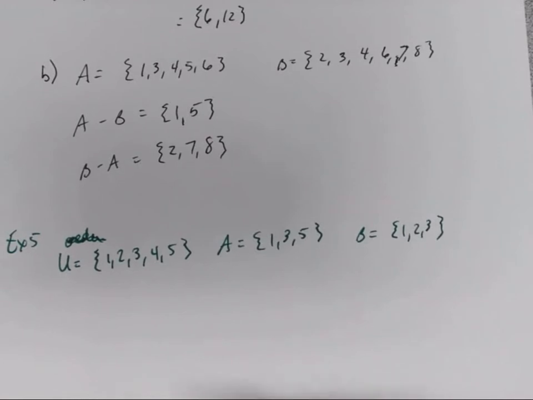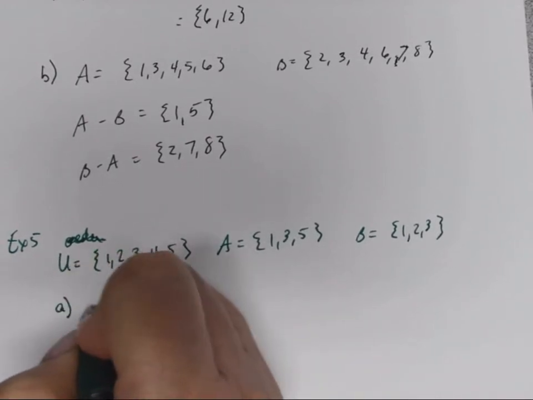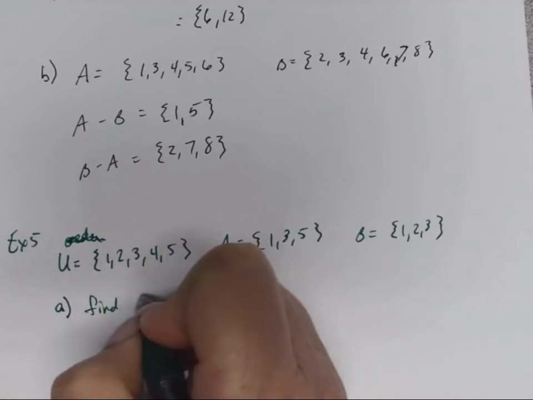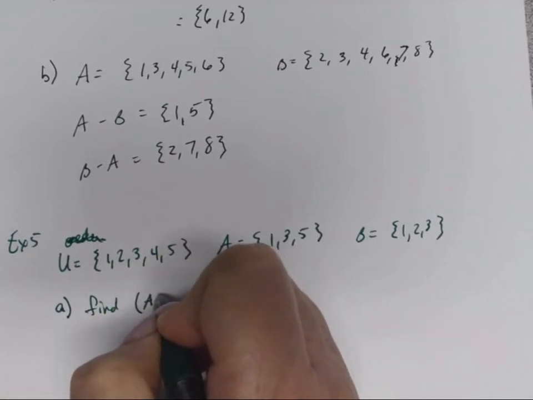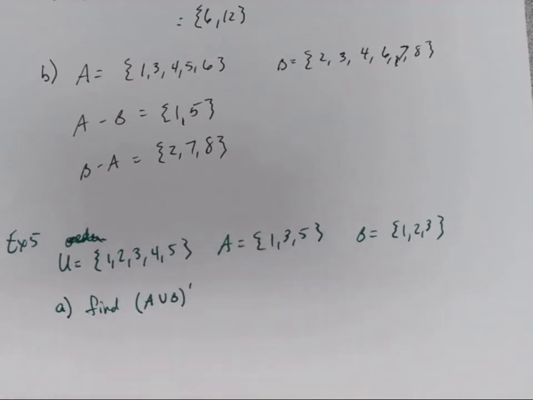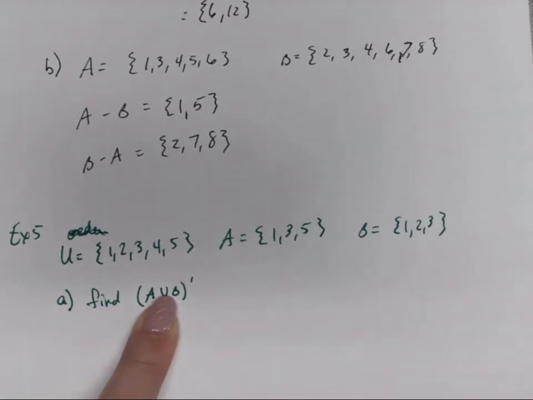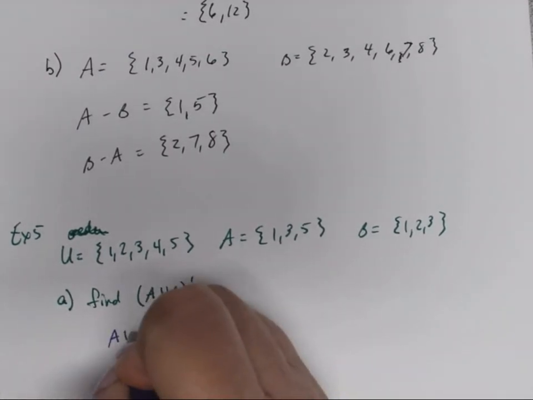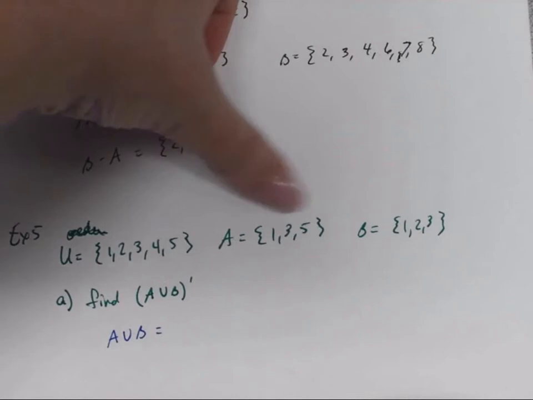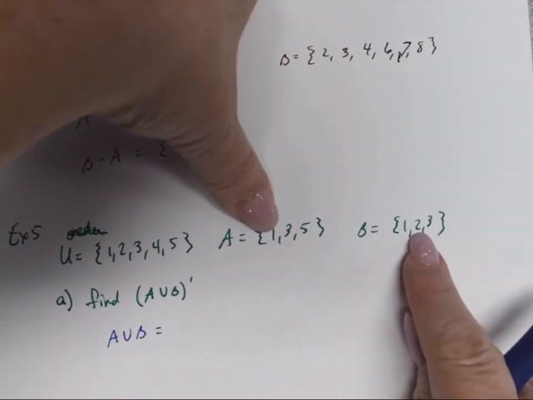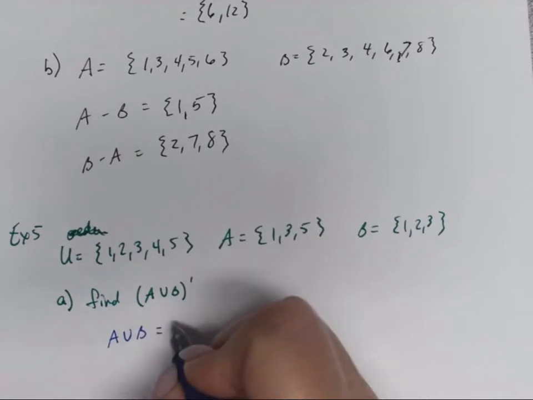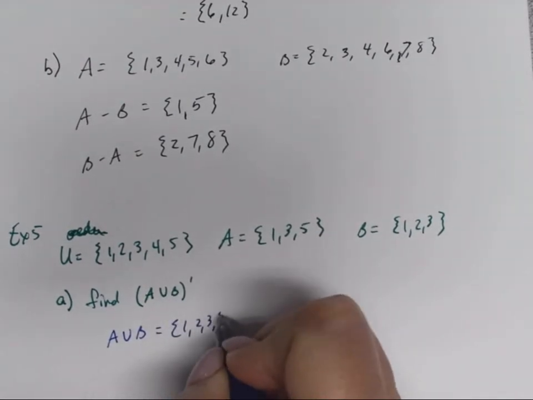So for part A, we want to find A union with B complement. We have to figure out the order in which we want to do this. If we want to find A union B complement, first we have to find the union. We got to know what the union is in order to find the complement of it. So I'm going to find the union. So A union B, that's all of A union with all of B. So we'll have 1, 2, 3, and 5.